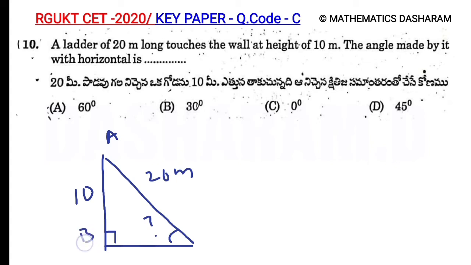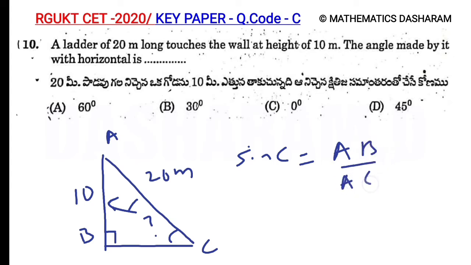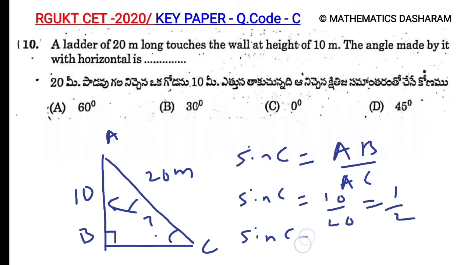So let's take this triangle as ABC. To find this value, the available values are the opposite side and the hypotenuse. So sin C equals opposite AB divided by hypotenuse AC. So sin C equals AB value 10 by 20, which equals 1 by 2. So sin C equals 1 by 2 means sin 30 degrees. So sin cancels, and C value is 30 degrees. So option B is correct.